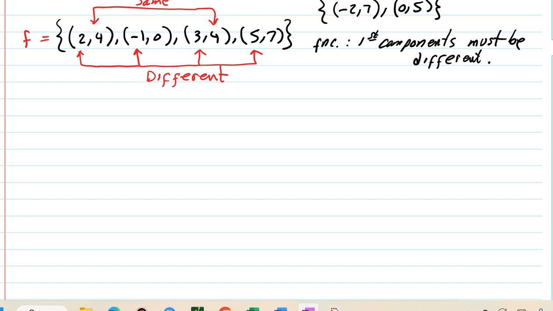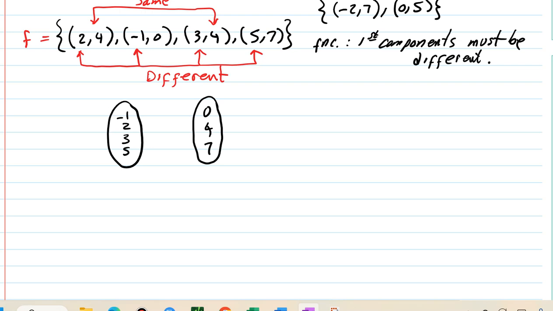Now, the other possible way I can do this is the mapping definition of a function. With the mapping definition, I'm writing the same components as in the set above. So here the first set represents all the first numbers. The second set, I'm going to go 0, 4, 7. Notice, although I have two 4s, we only write them once, not twice.